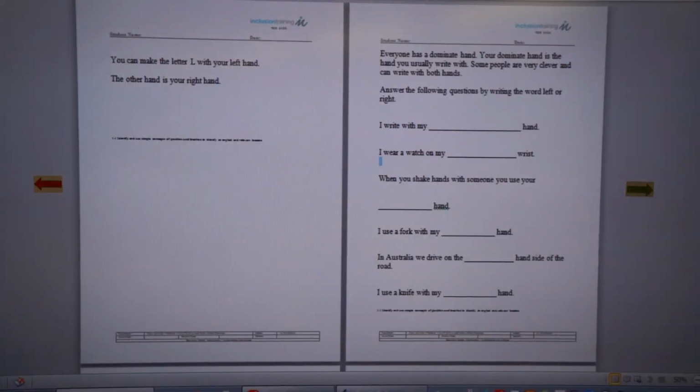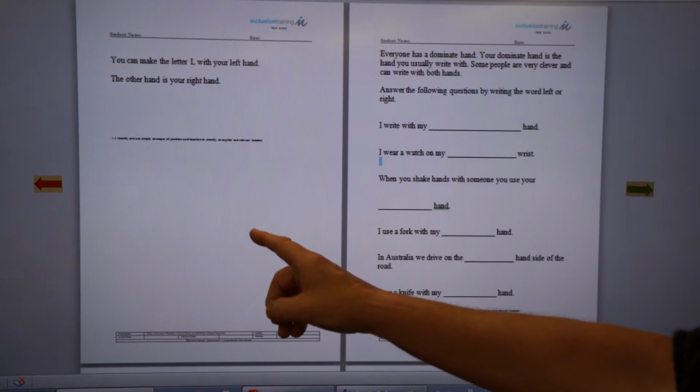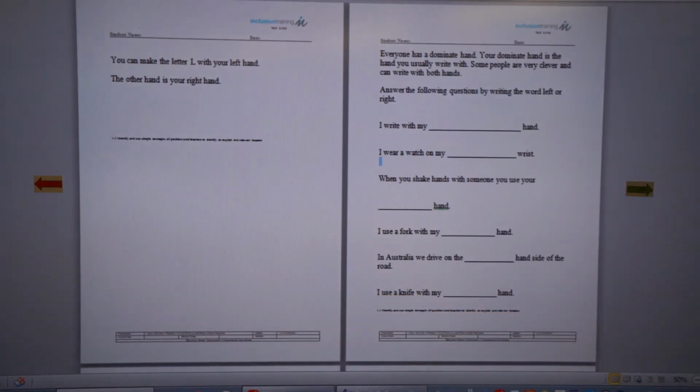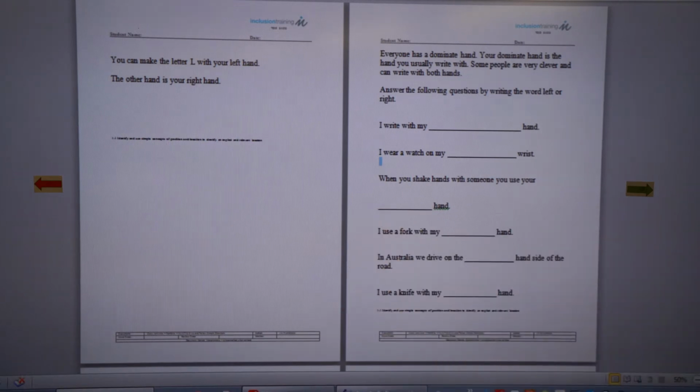Okay, here are the next couple of pages from your workbook. You can see there is an exercise on the left-hand page. You might even be able to see this red arrow that indicates the left-hand side. And then you can see on the right-hand side another exercise, with the green arrow here on the right. Okay, let's start with the left-hand side page.